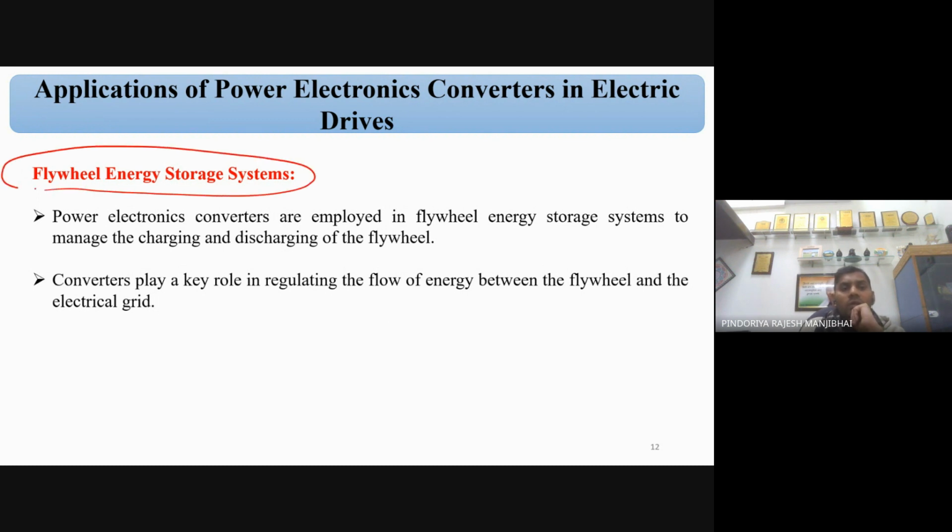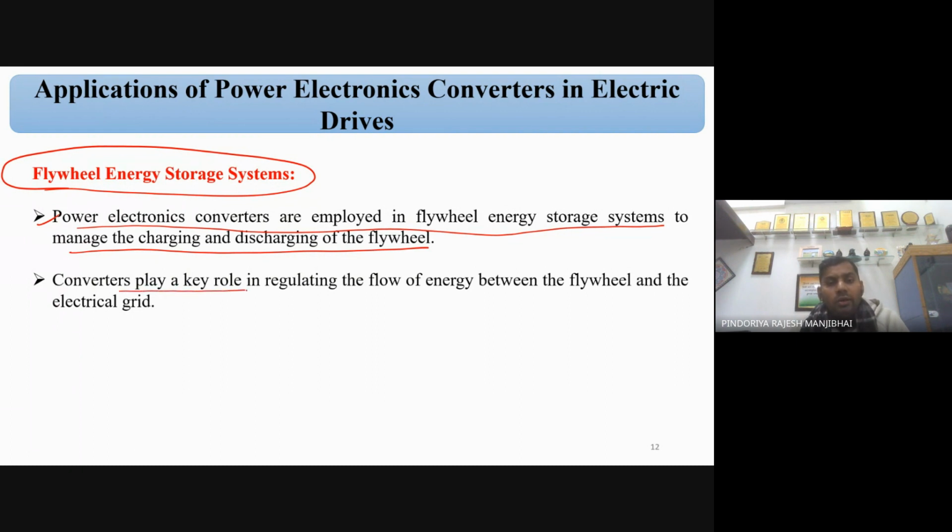So this is a nowadays hot topic because we have to store the energy, correct? So how can we utilize the power electronic converter? Power electronic converters are employed in the flywheel energy storage system to manage the charging and discharging of the flywheel. Similar to how we have to manage the charging and discharging of our battery, maybe a lithium-ion battery, or a lead battery, or any type of battery. We have to manage the charging and discharging, correct? So similarly in the flywheel energy storage system, we have to manage the charge and discharge. So that's why we have to use the power electronic converter. Okay.